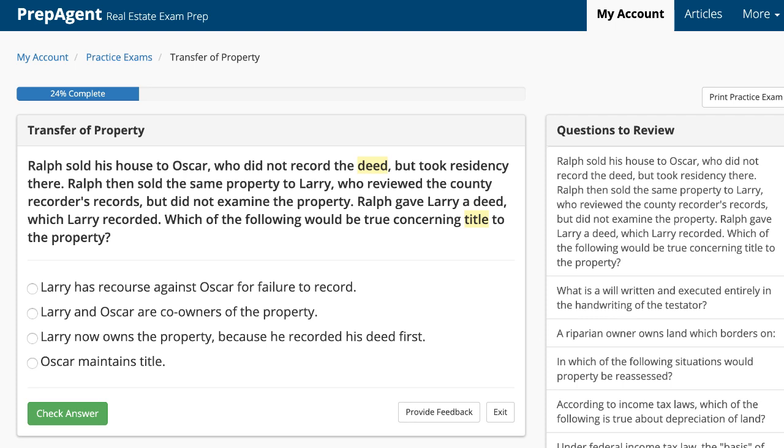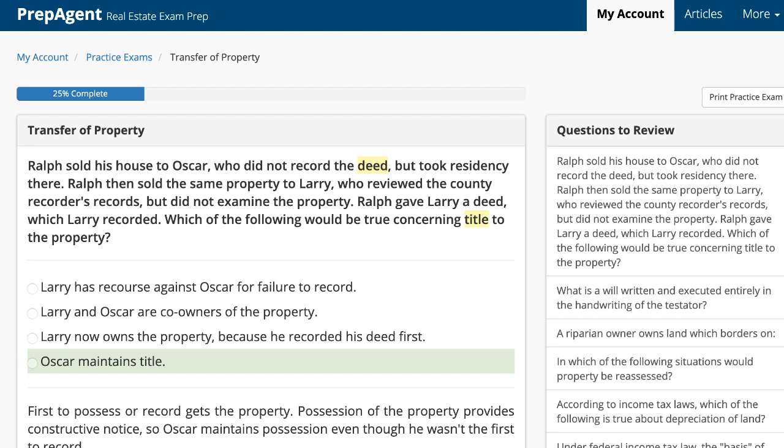A, Larry has recourse against Oscar for failure to record. B, Larry and Oscar are co-owners of the property. C, Larry now owns the property because he recorded his deed first. Or D, Oscar maintains title? And the answer is D. Oscar maintains title.